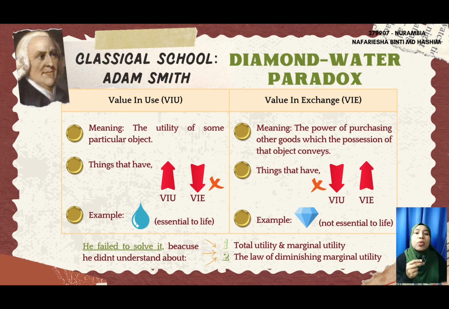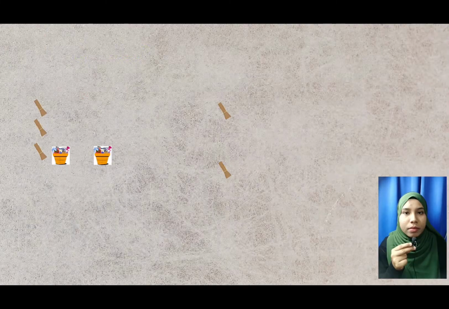Still, Adam Smith failed to solve the diamond water paradox because he didn't understand about 1. Total utility and marginal utility, 2. The law of diminishing marginal utility.